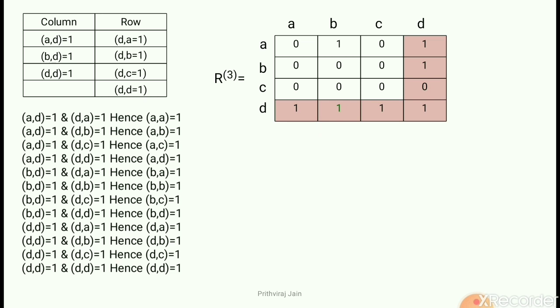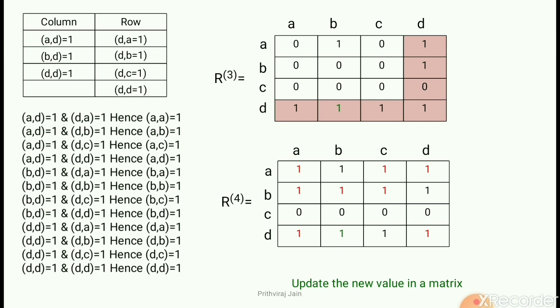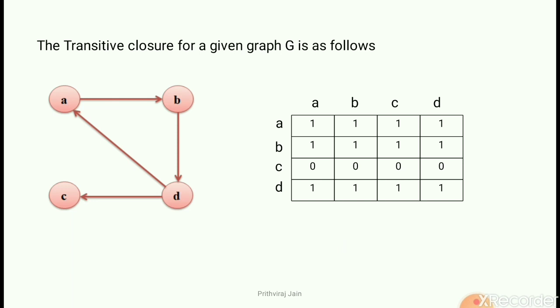So here we'll update the newly obtained values in the matrix. This is the value that we got in this iteration, and for this given graph, this is the transitive closure. So in the transitive closure, we can observe wherever you find 1, that means there exists a path from that vertex to another vertex, and only one row, that is C, is 0. That means from C there exists no path to any of the vertices. So that's all about Warshall's algorithm.